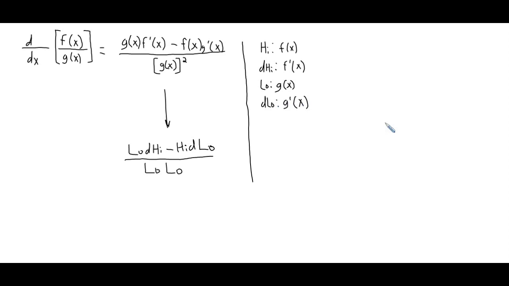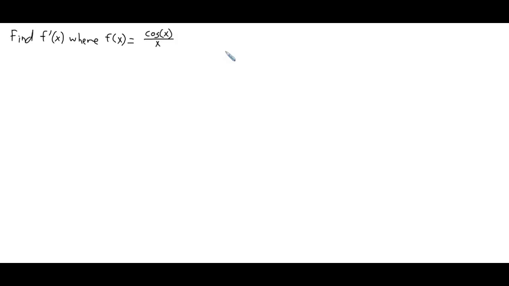So let's do an example. Our first example tells us to find f prime of x, where f of x equals cosine of x divided by x. And now you might say to me, hey, I know that cosine of x divided by x is also equal to cosine of x times x to the negative 1. So I could use the product rule here. And that's right, you could use the product rule here. There are a bunch of different ways to solve these problems. But this is a video on the quotient rule, so we're going to use that.